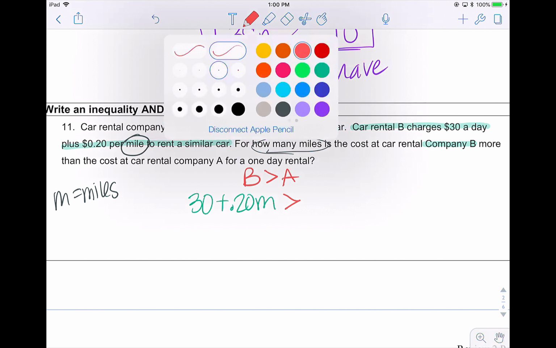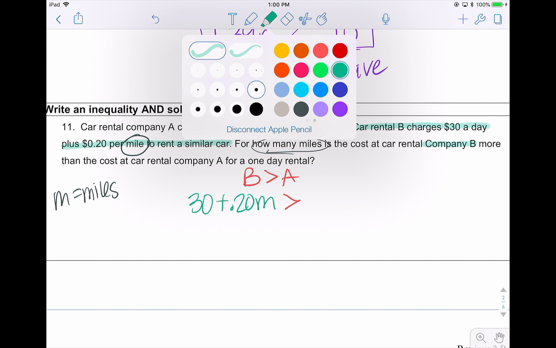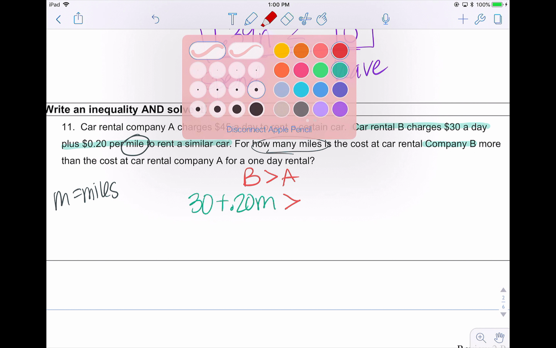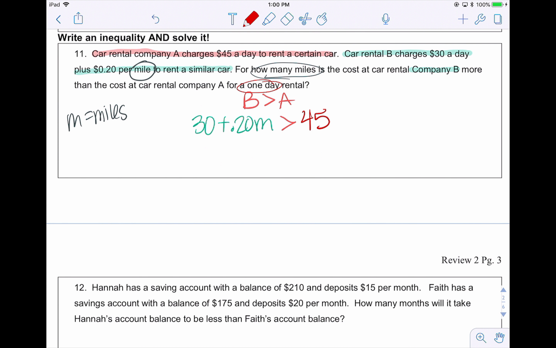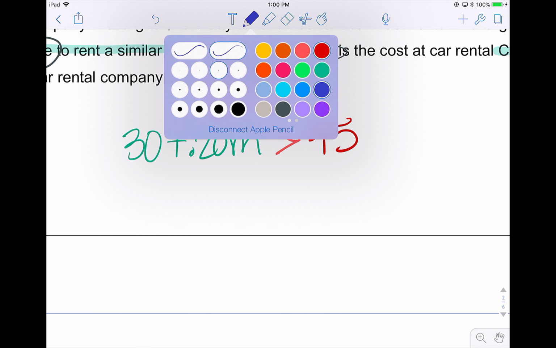So we want B to be greater than A. So A is $45 a day. And notice it says nothing about miles. And so since they've given us one day, we don't add another variable in there. We don't do 45 times d. We just leave it as 45. So it's going to be $45 for one day.